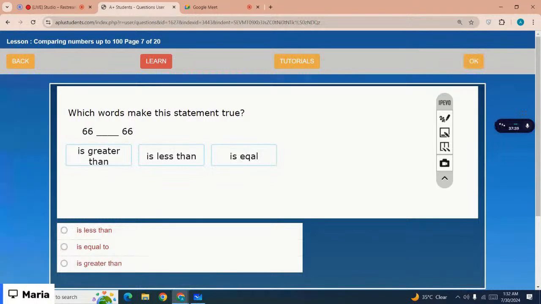Which words make the statement true? 66 and 66. Which is the correct option? Yes, they both are exactly equal. 66 is equal to 66. The correct option is equal.